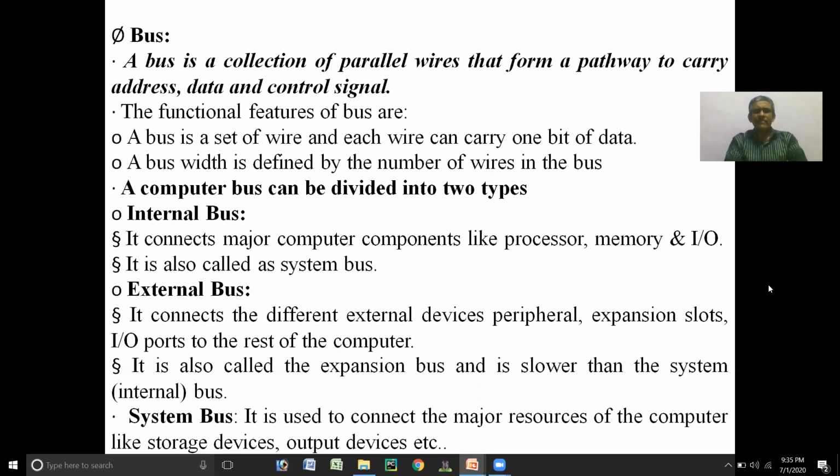A bus width is defined by the number of wires in the bus. It means the width of the bus can be defined by the number of wires present in the bus. That decides the width of a bus. A computer bus can be divided into two types. Number one is called internal bus. Second one is called external bus.